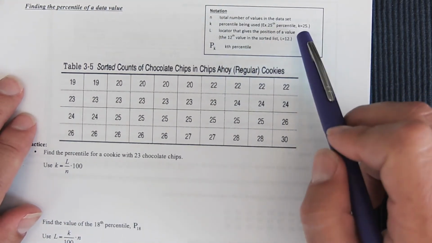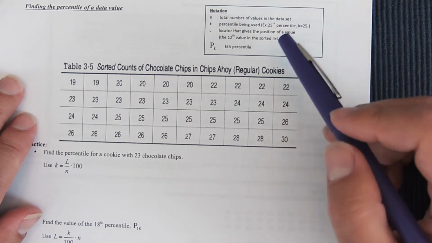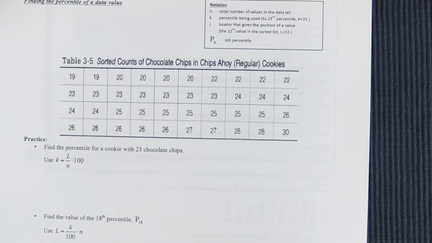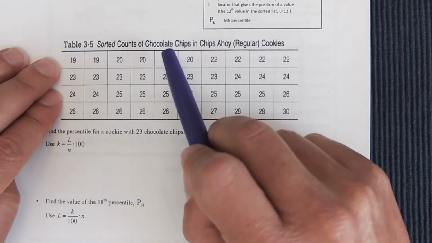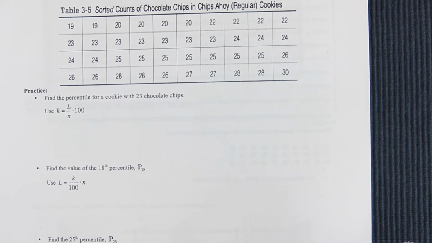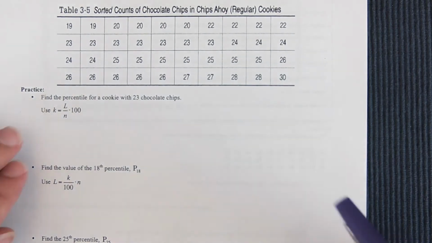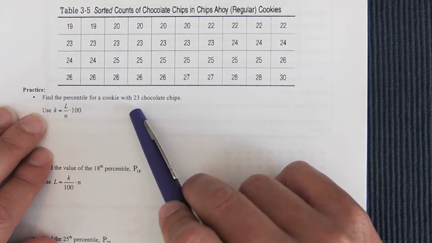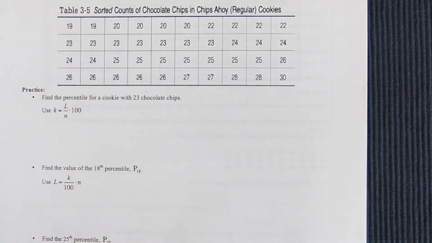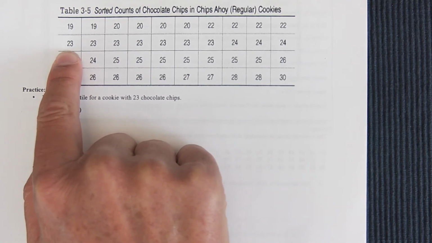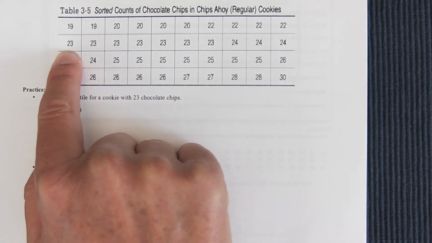L is the location, and this is the actual percentile, piece of K. So we're going to start here. Now we're back to the chocolate chips. As we're looking at this count here, we want to find the percentile for the cookie with 23 chocolate chips. So we're going to go to the lowest place where there's 23 chips, and we want to know how much.